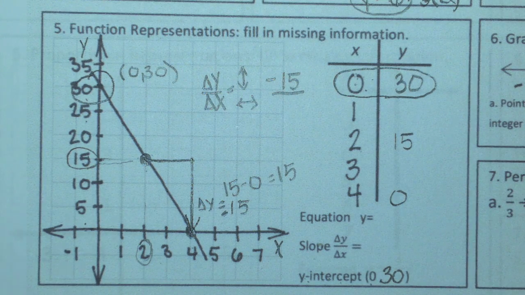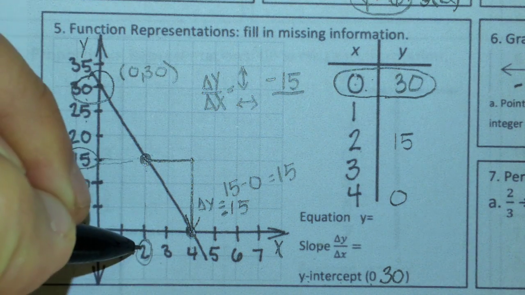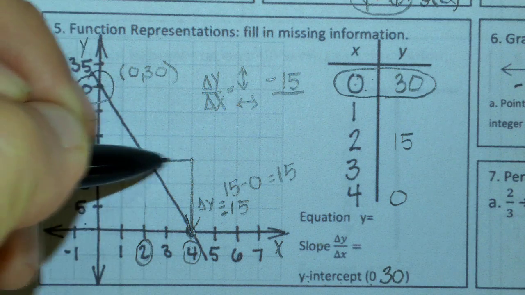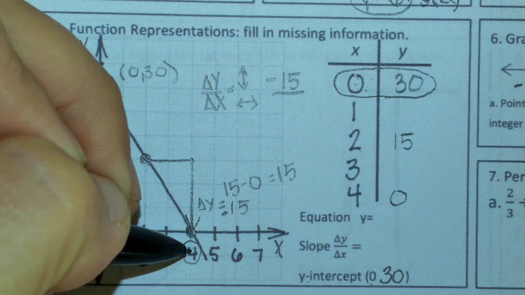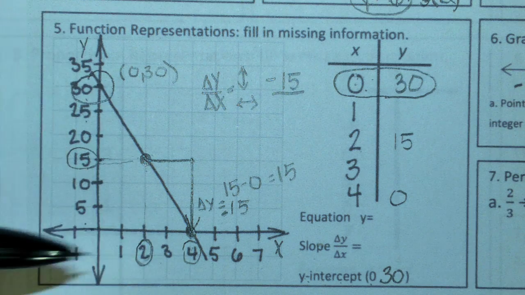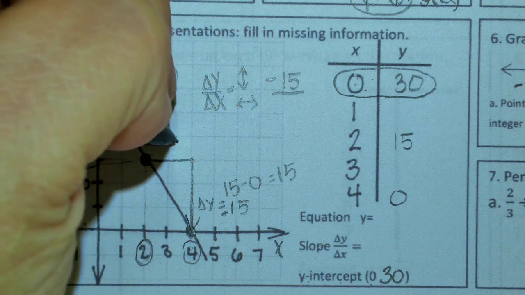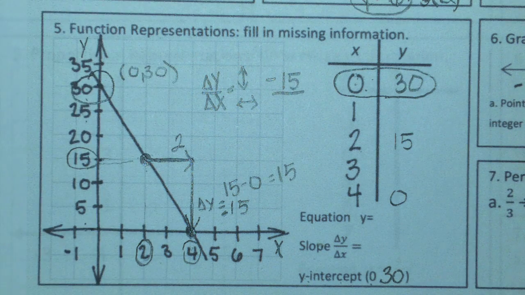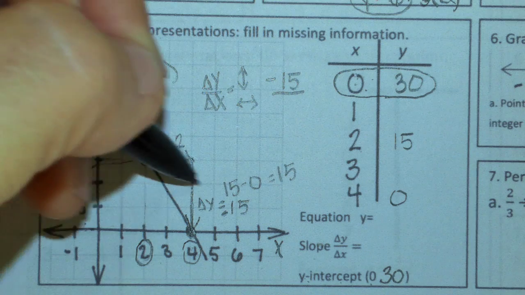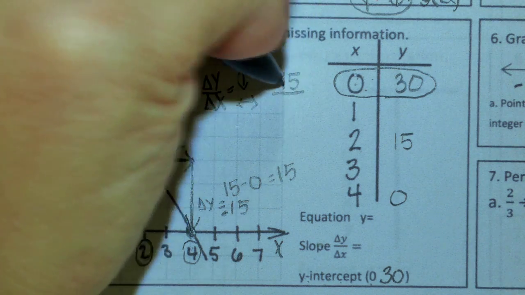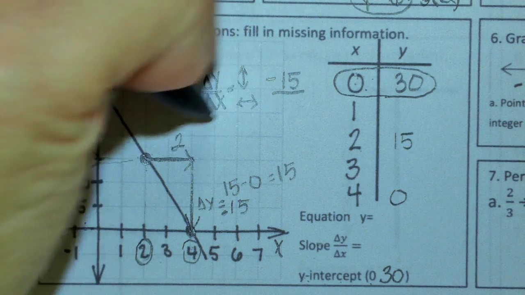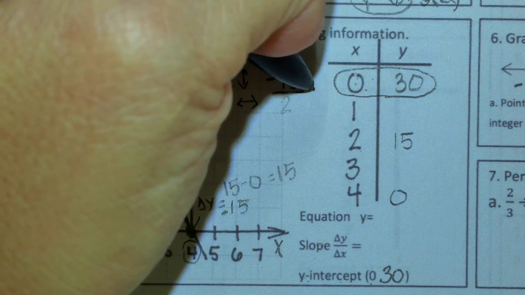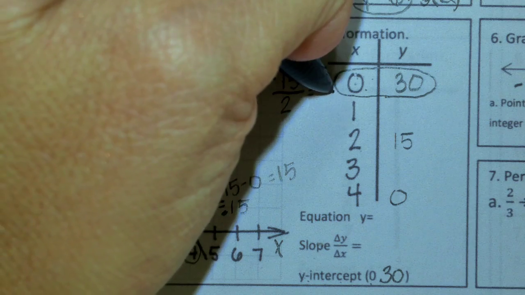My change of x, I started at 2 and I moved to 4, right? This distance on this line is between 2 and 4. So to figure that out, it's 4 minus 2 gives me 2. Now am I going in the positive direction or the negative direction there? I'm increasing on that number line. So it's negative 15 over the change of x here, which is 2. That equals negative 7.5.